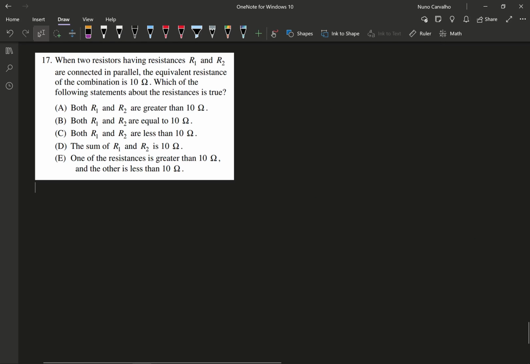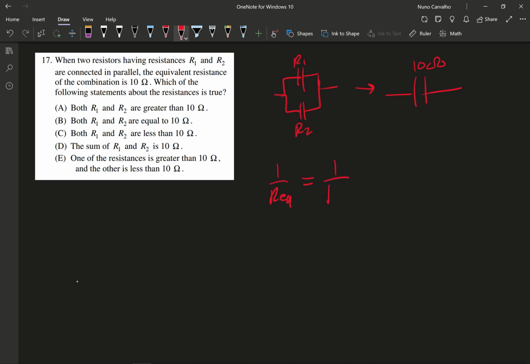When two resistors having resistances R1 and R2 are connected in parallel, the equivalent resistance of the combination is 10 ohms. Which of the following statements about the resistances is true? So we have here a R1 and R2, and we're saying that we can just express this as 10 ohms like so, and the formula that we use for that is going to be this right here from your formula sheet.